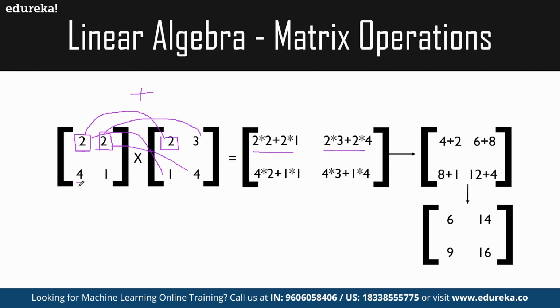In the same way for the second row, it has to be 4 multiplied by 2 plus 1 multiplied by 1, and then 4 multiplied by 3 plus 1 multiplied by 4. That means each and every row has to be multiplied by each and every column, and then we add the products together, and that's how the entire matrices are going to be multiplied.